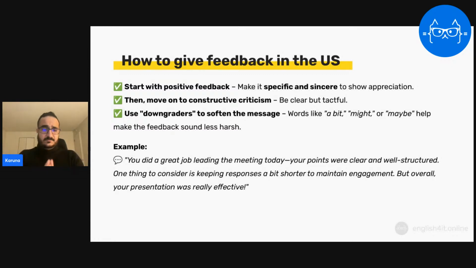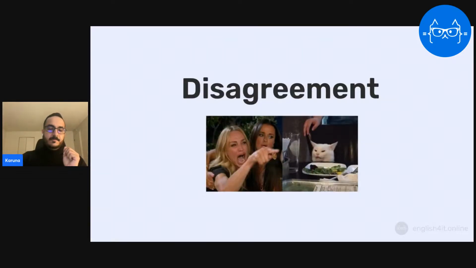or words that reduce the severity of what's being described. For example, you did a great job leading the meeting today. Your points were clear and well structured. However, one thing to consider that's very, very light is keeping your responses a bit shorter. That's the use of a downgrader to maintain engagement. But overall, your presentation was really effective. So you're sandwiching the feedback by stating what the person did well, what they can improve, and making them feel good with overall you're doing a good job.